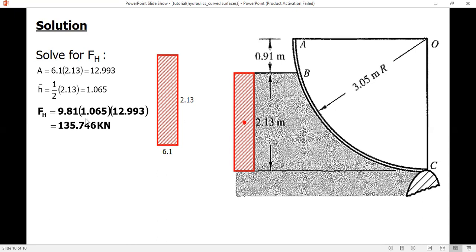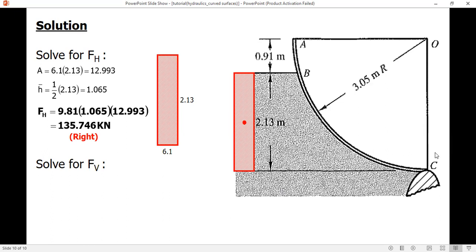So the horizontal component is gamma, in SI, that's 9.81 kilonewtons per cubic meter, times H bar, 1.065 meters, times the area, 12.993 square meters. And the magnitude of the horizontal component is 135.746 kilonewtons. Now, it is directed to the right since the liquid is to the left of the curve.